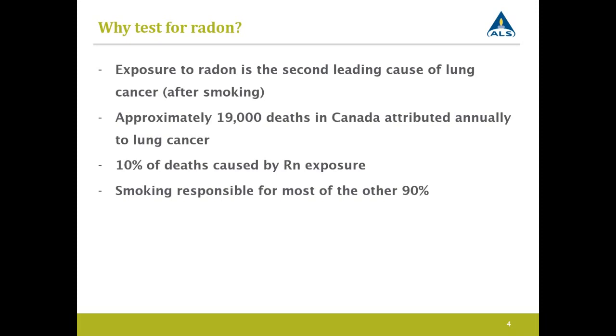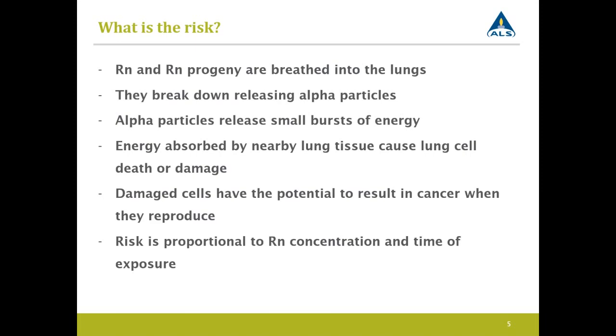So what is the risk, how does it happen? Radon and radon progenies, when breathed into the lungs, break down, releasing alpha particles. Alpha particles release small bursts of energy, which is absorbed by nearby lung tissue and can cause lung cell death or damage the DNA. Cells with damaged DNA have the potential to result in cancer when they reproduce. The risk is proportional to radon concentration and time of exposure.